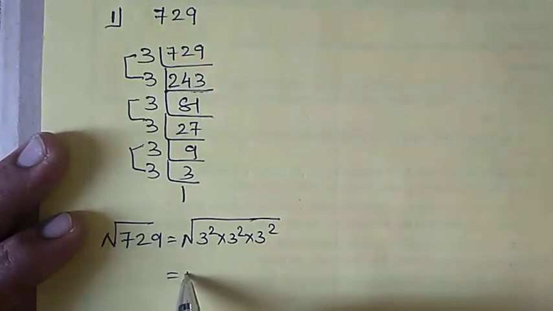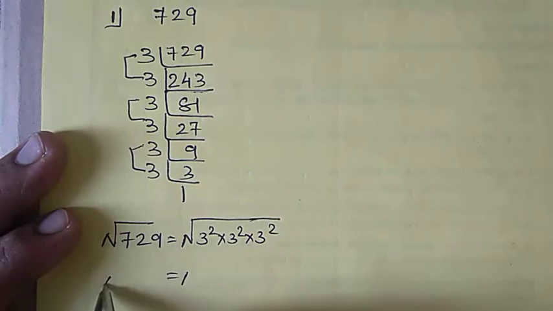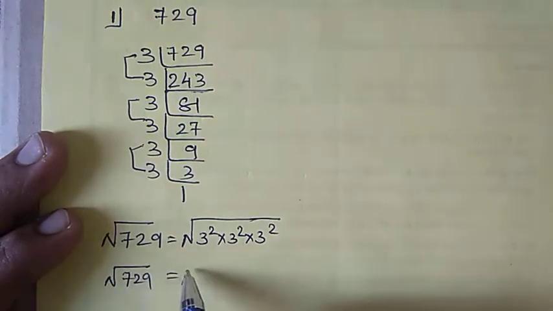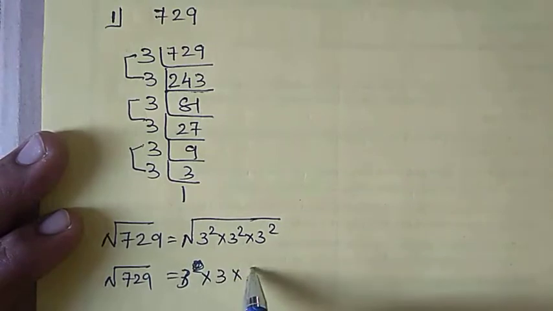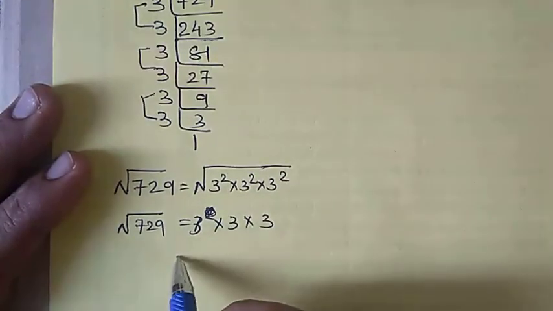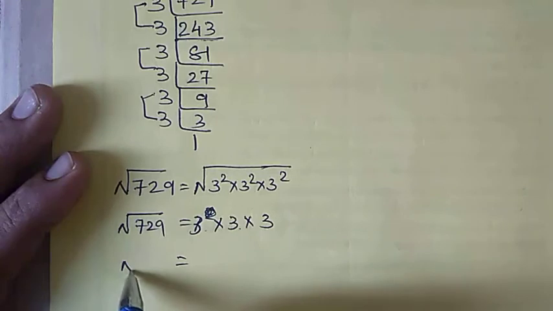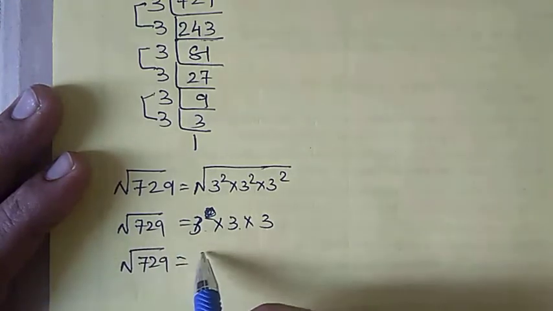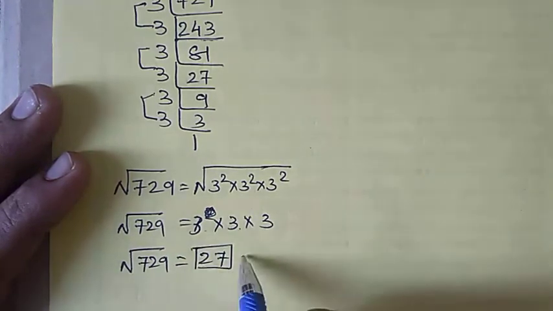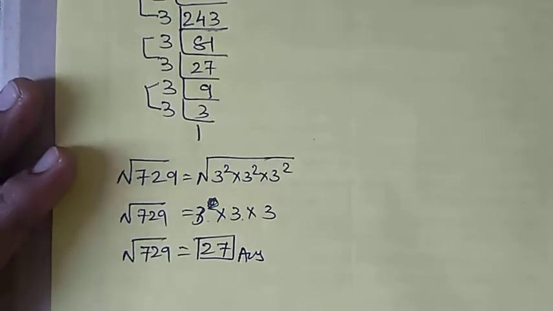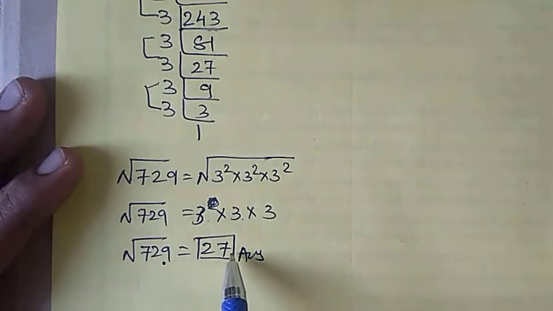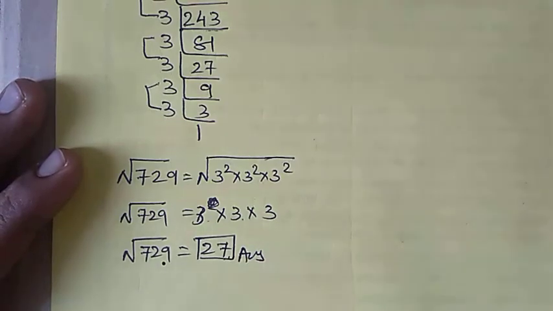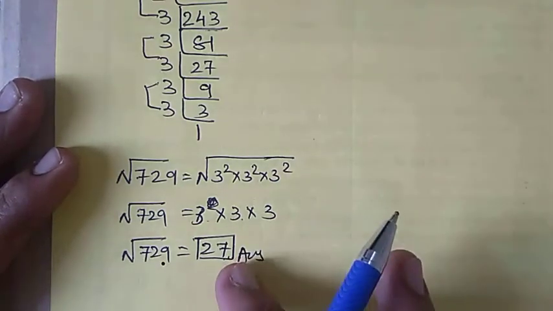So I remove the root sign. Root 729 is equal to 3 square into 3, which is 3 into 3 into 3. 3 threes are 9, 9 threes are 27. So the square root of 729 will be 27. Second, you can check: if the last digit of the square is 9, then the last digit of the square root can be 3 or 7. Here it is 7. You can cross-tally it.